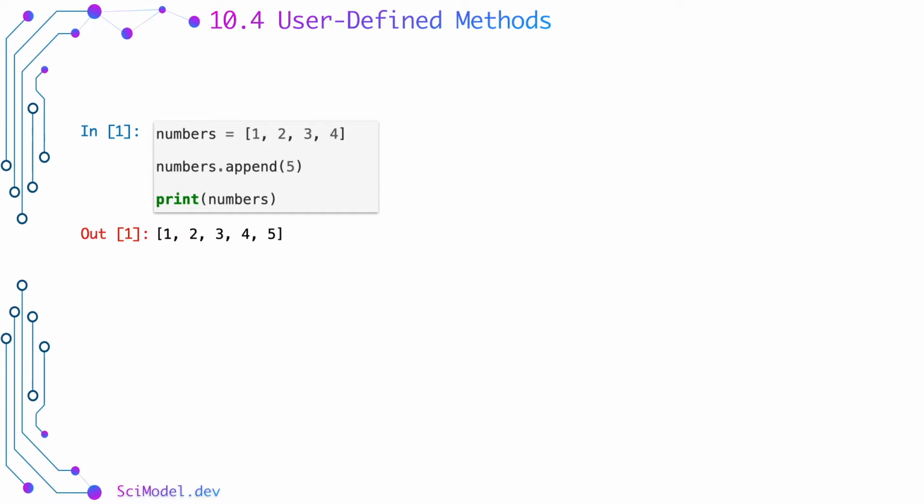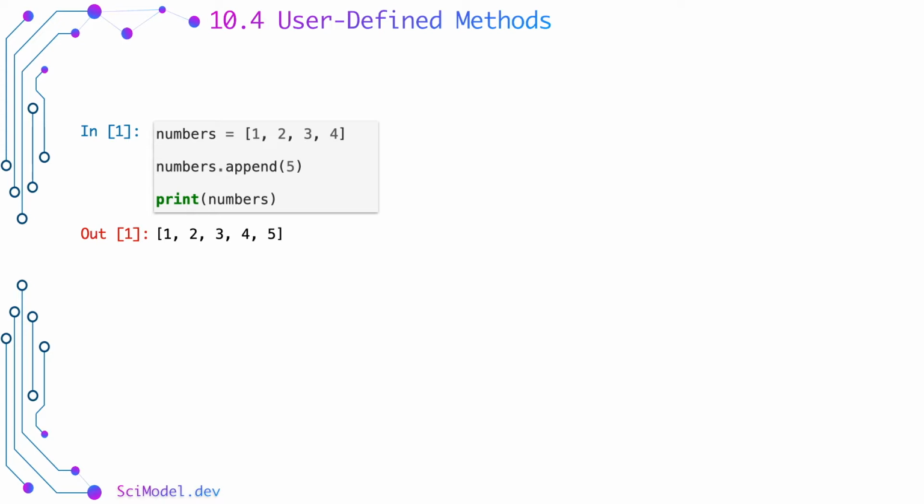Let us look back at the append example. In this case, we have a variable called numbers that belongs to the list class. Then we are taking this list object and applying the append method on it to append the integer value 5. Now, how does Python interpret this code line?